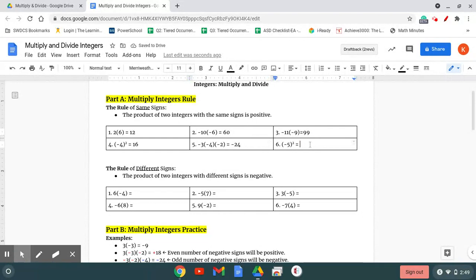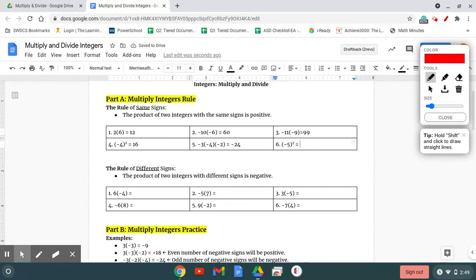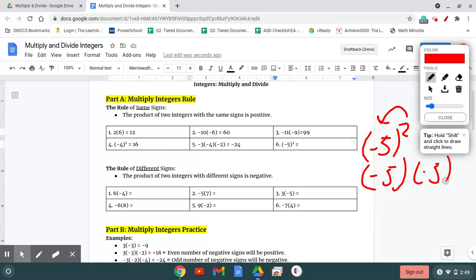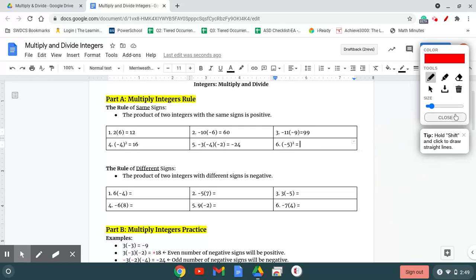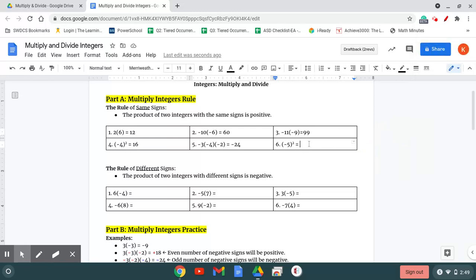All right, number 6, it's just like number 4. Make sure you write this down. So anytime we have a number inside parentheses and then squared, it means we have 2 of whatever is inside that parentheses. So this is negative 5 times negative 5. And negative 5 times negative 5 is positive 25. So the answer to this one, negative 5 squared, is positive 25.